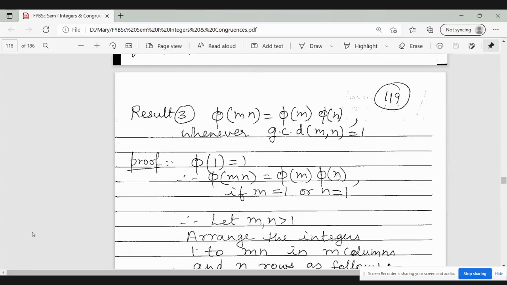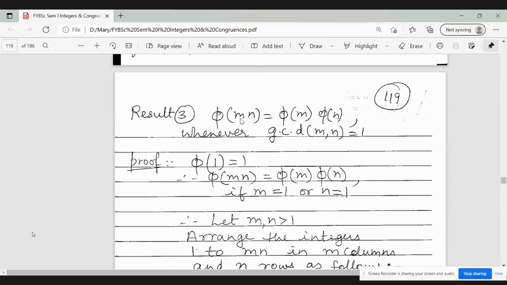So here, see, with numbers, now the general proof. So what is the general statement? Phi of mn is phi of m into phi of n whenever GCD of m and n is 1. So this is a very strong result again. Why? Because any 2 numbers you take.